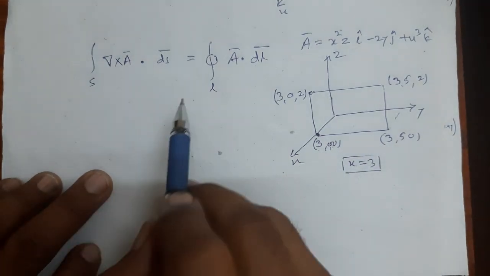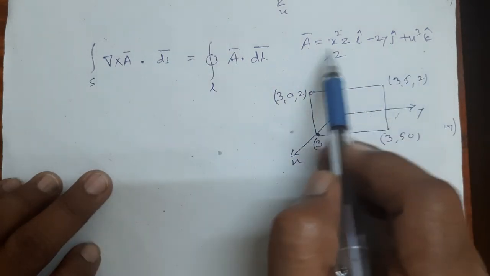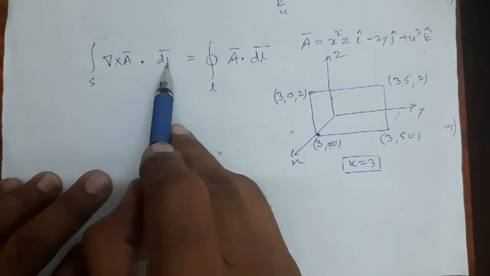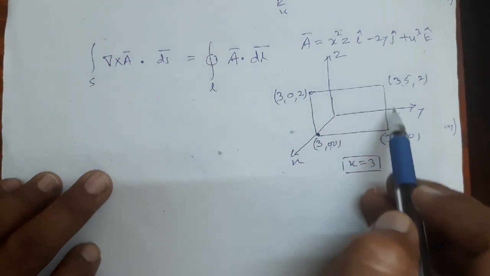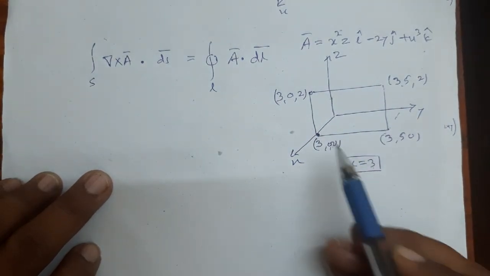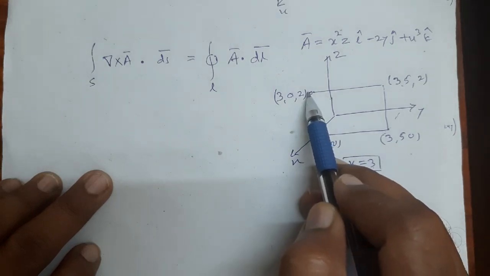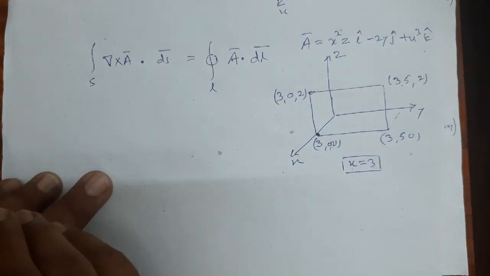Now what will we have to do? To find the left hand side, we will have to find the curl of this vector function and then integrate over this surface. For that, we will have to keep x constant at 3, y changing from 0 to 5, and z changing from 0 to 2. You are aware of how to calculate such a surface integral.